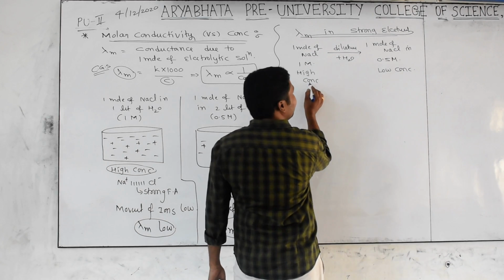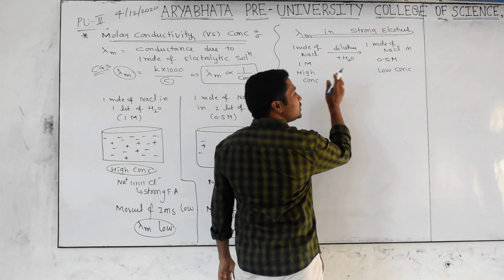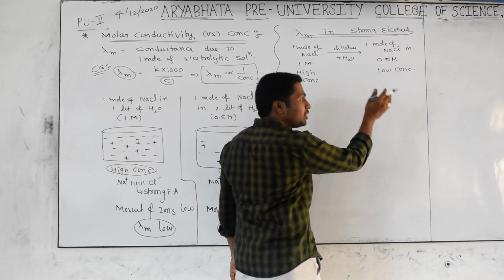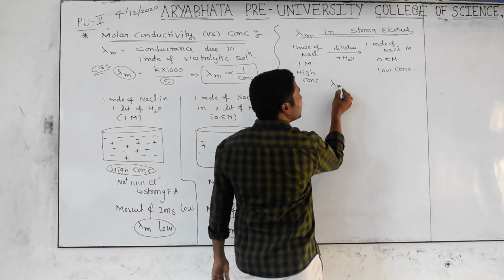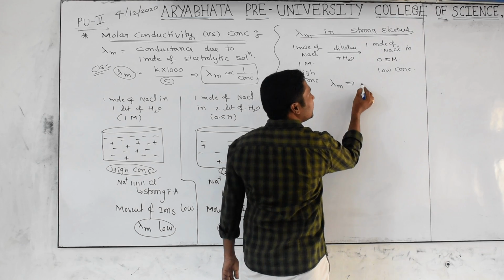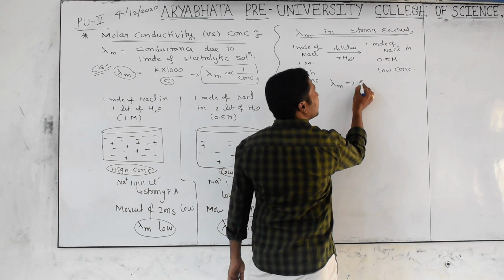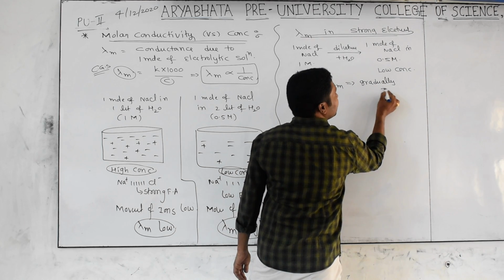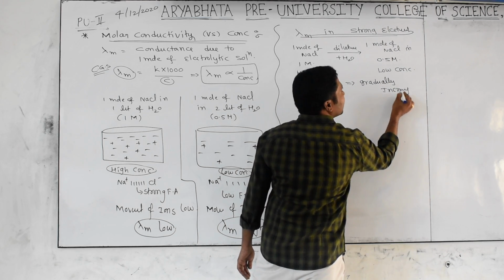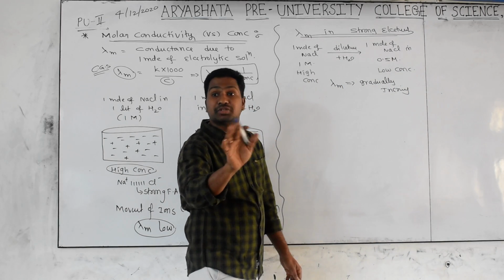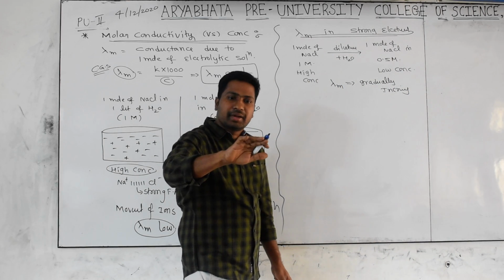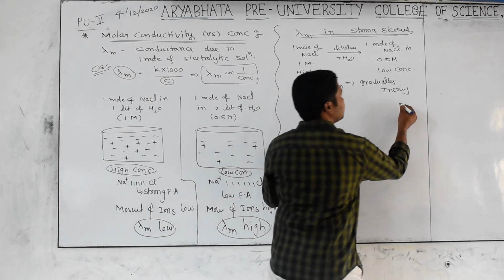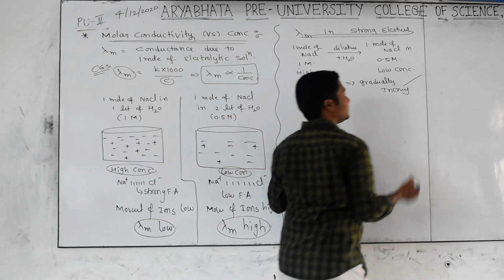Whenever we are doing dilution, when we are decreasing the concentration of the solution, the molar conductance of the solution will keep increasing gradually. What is the meaning of gradually increasing? There are no sudden changes. In a rhythmic way it keeps on increasing like this, and we have to show it like this.